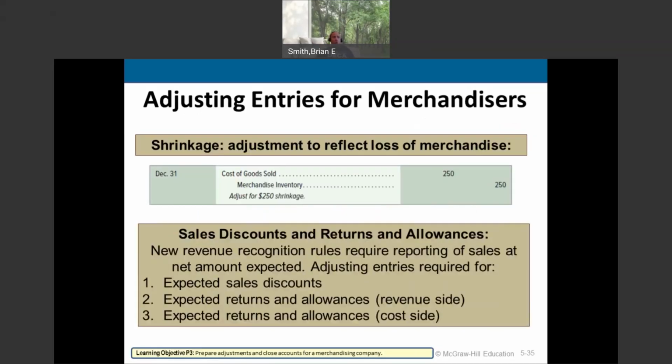So this is to record shrinkage. We're going to debit our cost of goods sold and credit our merchandise inventory. Shrinkage is people stole it, it got damaged, something happened to it. Whatever the case is, you are going to adjust it to cost of goods sold, even though you didn't sell it. It's just where we put it so that it gets expensed, because that's basically what we're doing with that.